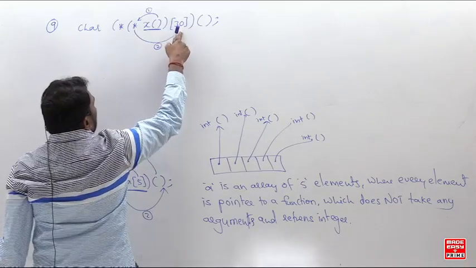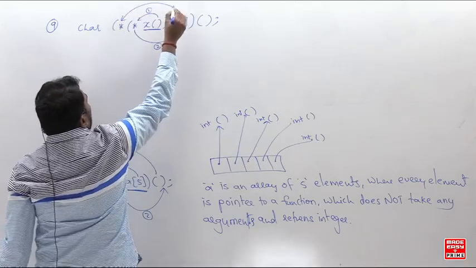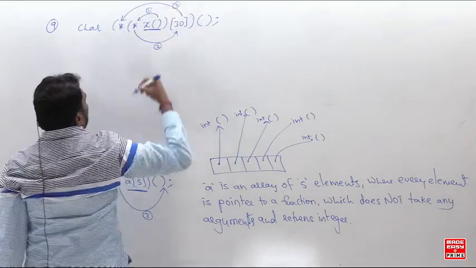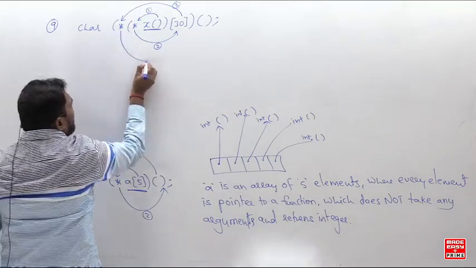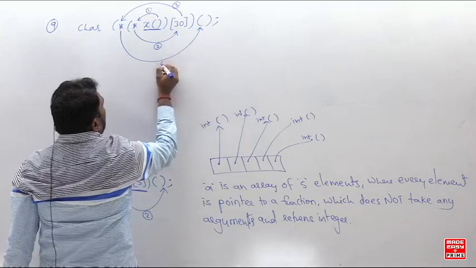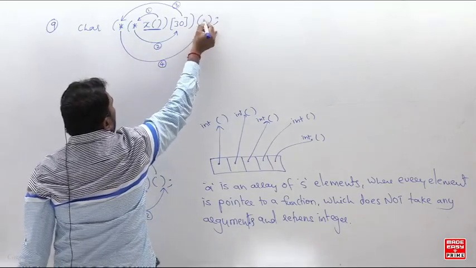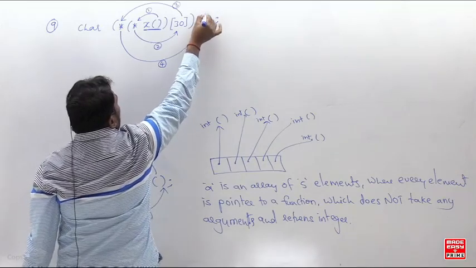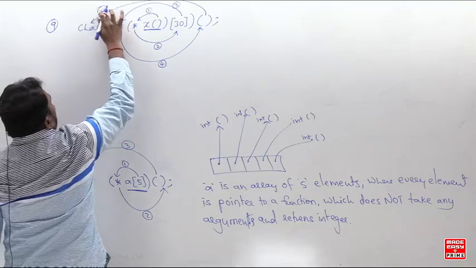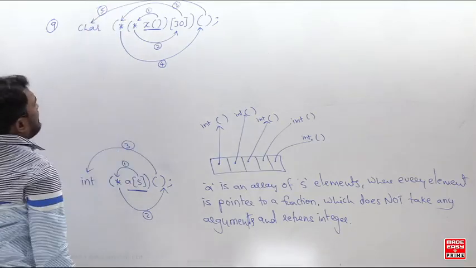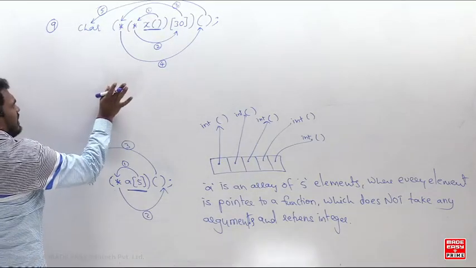And what are the 30 elements? Every element is again a pointer. Pointer to what? Function. Every element is a pointer to a function. Is it taking any arguments? No, it is not taking any arguments. And returns what? Returns character. Is that clear? So I am writing here first. Don't confuse, I will explain everything.